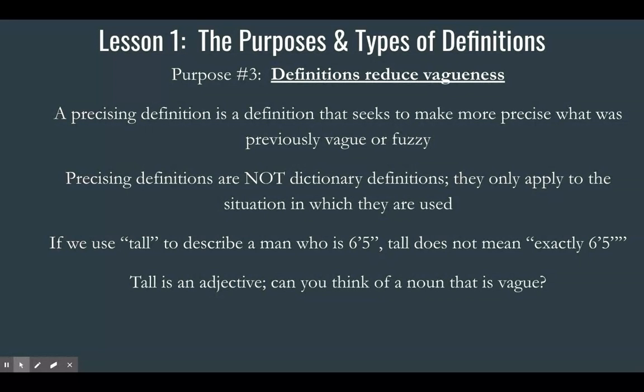So tall is an adjective. Can you think of a noun that is a vague noun? Something for you to think about maybe as we go on. So for example, how old does a girl have to be before she's a woman? If I say I teach girls, well, how old do you have to be before I need to start calling you women? There's no dictionary definition there. So nouns can be vague too.